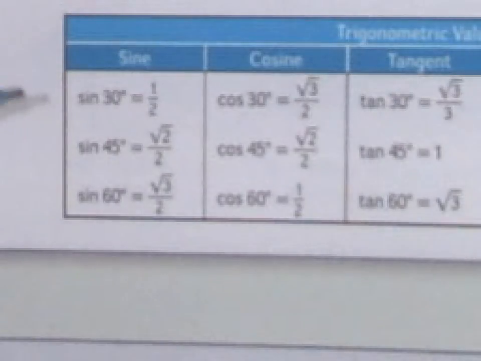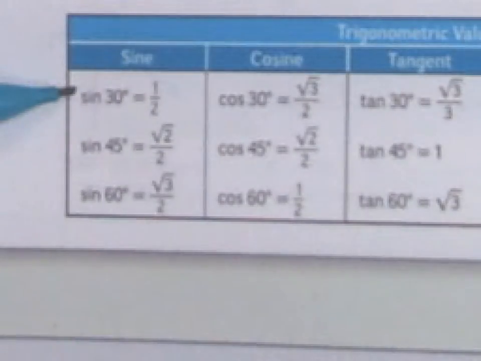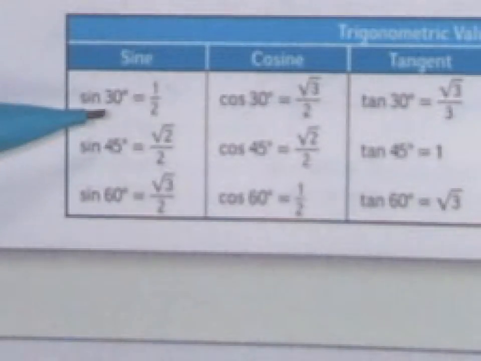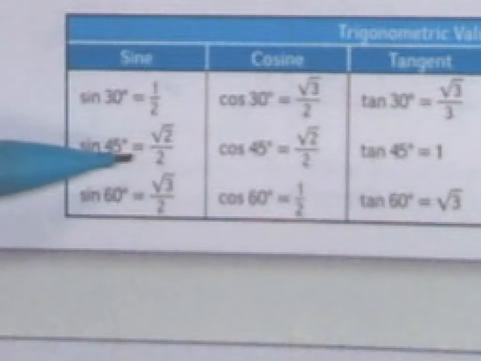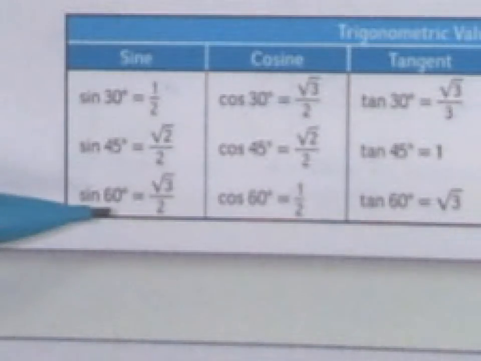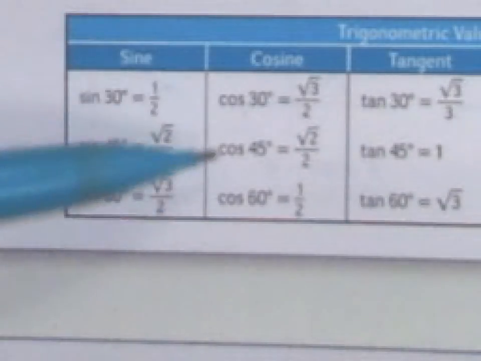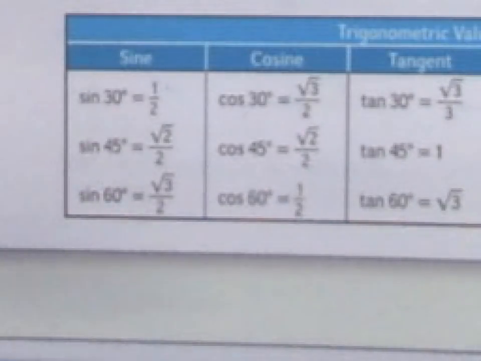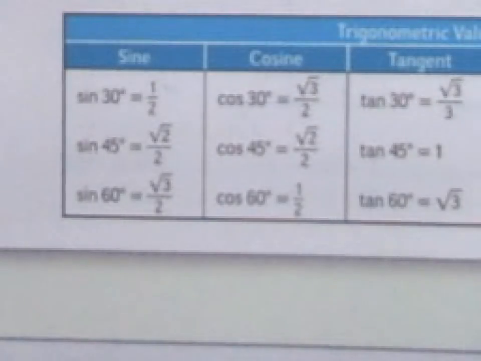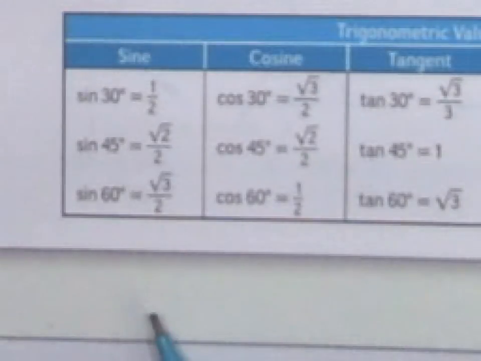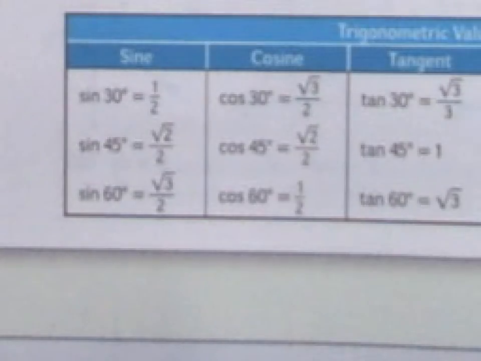Okay, so I showed this to you already. Sine at 30 degrees is 1/2. Sine at 45 degrees is square root of 2 over 2. Sine at 60 degrees is square root of 3 over 2. Then cosine at all 3 degrees, tangent at all 3 degrees. They also give you on this page cosecant, secant, and cotangent. But if you know these 3, you have to have these memorized. That's what those ordered pairs are on that unit circle.